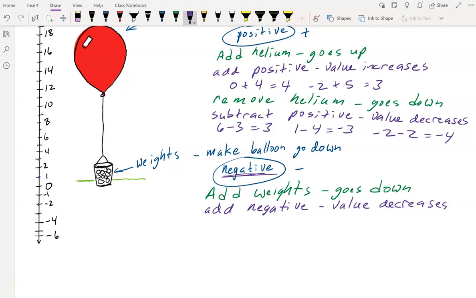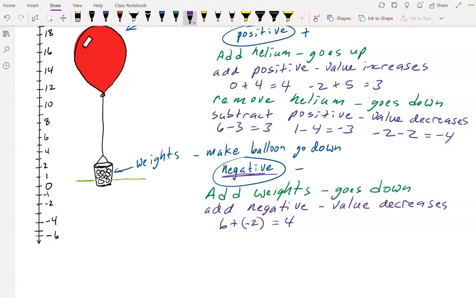Okay? For example, let's say the balloon is floating at 6, and we add 2 weights. That means we are adding -2. What happens to our balloon? Well, if it's sitting at 6 and we add 2 weights, it's going to go down 2 units. 1, 2 units, and we're sitting at 4. So 6 plus -2 is 4.